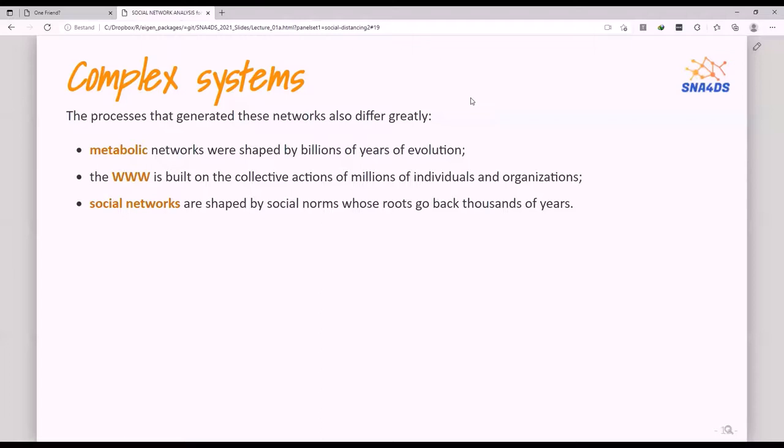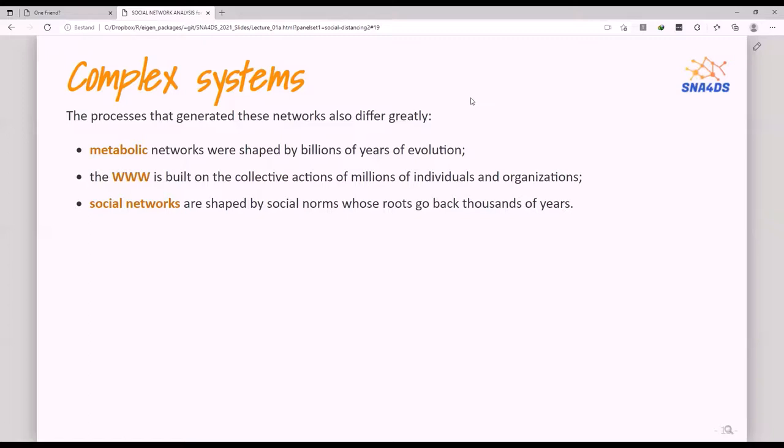Whereas the World Wide Web is created by how we as individuals interact with each other. When you put up a new page on the internet and you link to other pages, you're actively changing the World Wide Web yourself. That's very new, very recent. Every day we can change that structure.